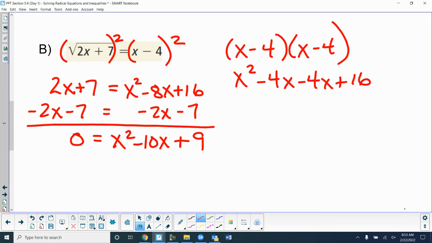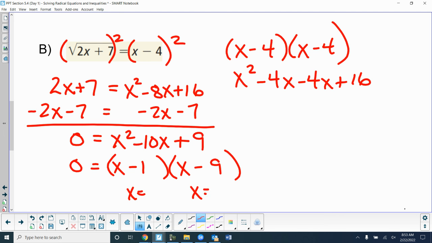All right, so combining like terms, that's what we get. Can you factor this one? What are the factors of positive 9 that add up to negative 10? Negative 1 and negative 9, yes. Did we get it right there? Okay, so what are my two answers? 1 and 9. Okay, so we get 1 and 9.